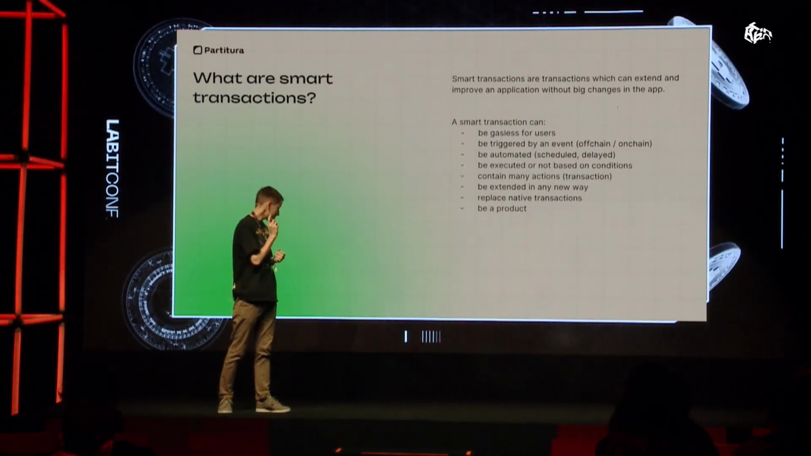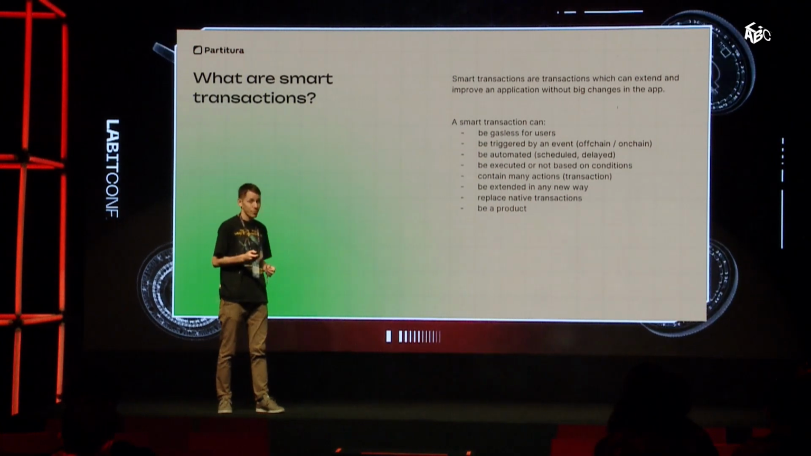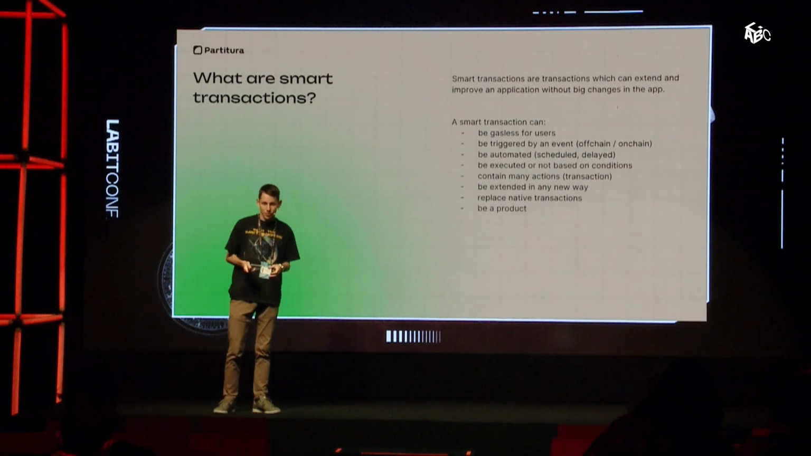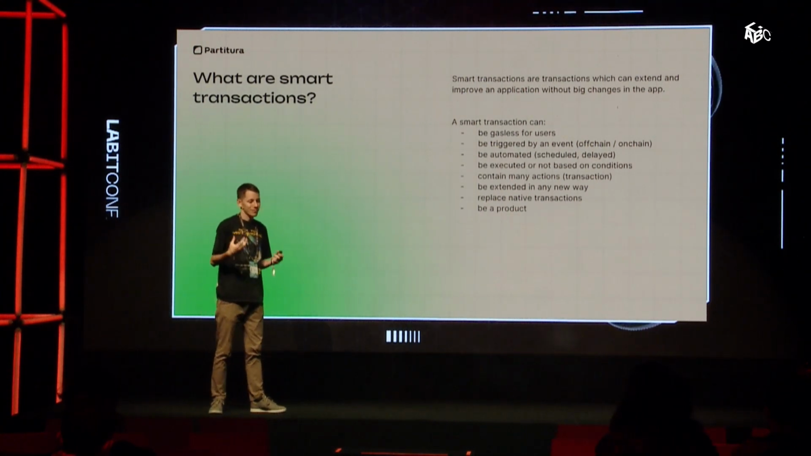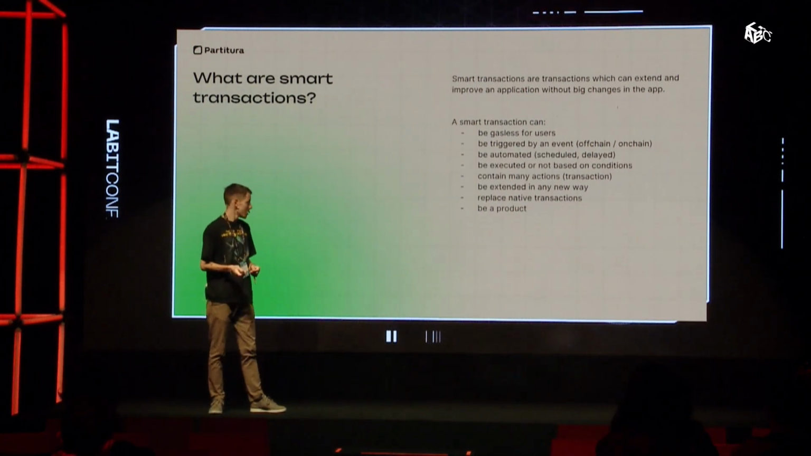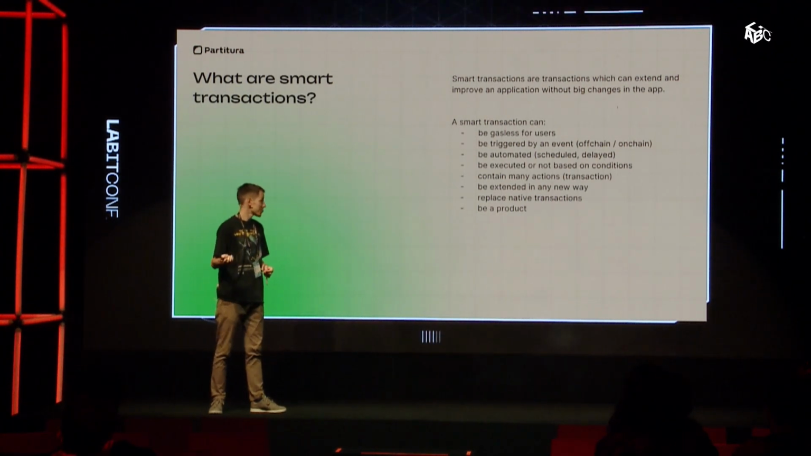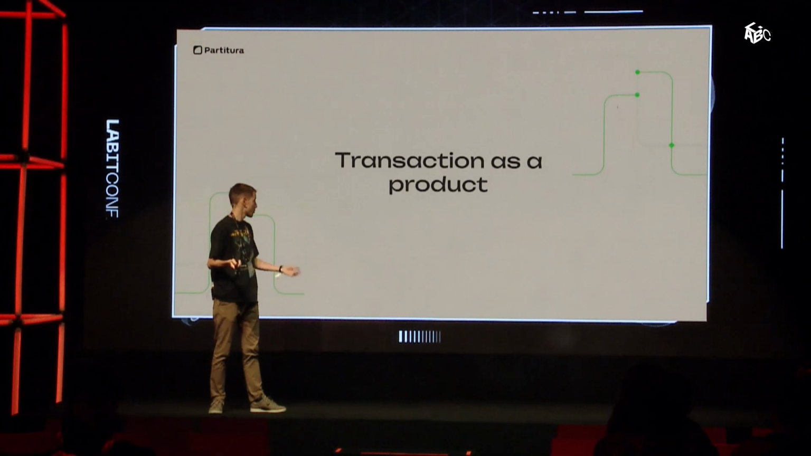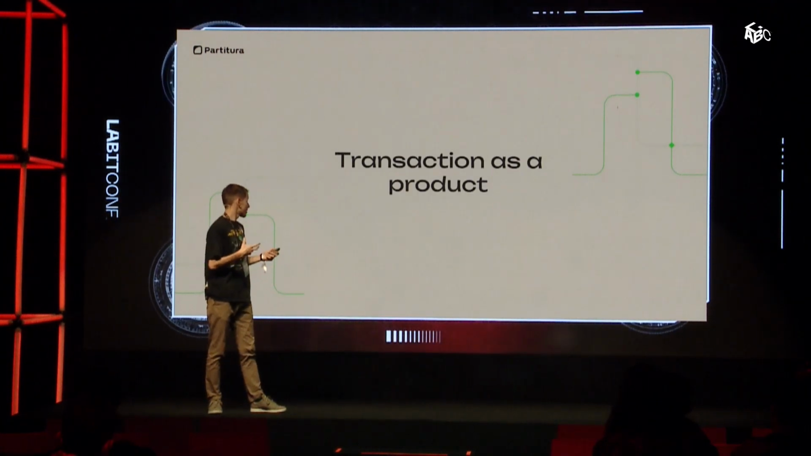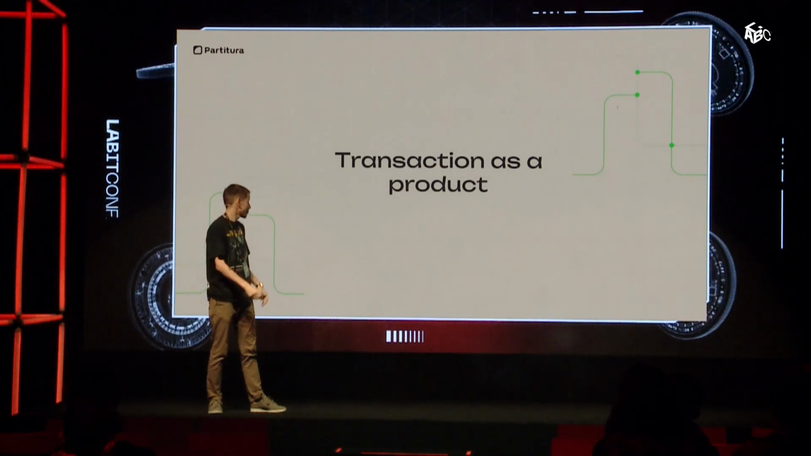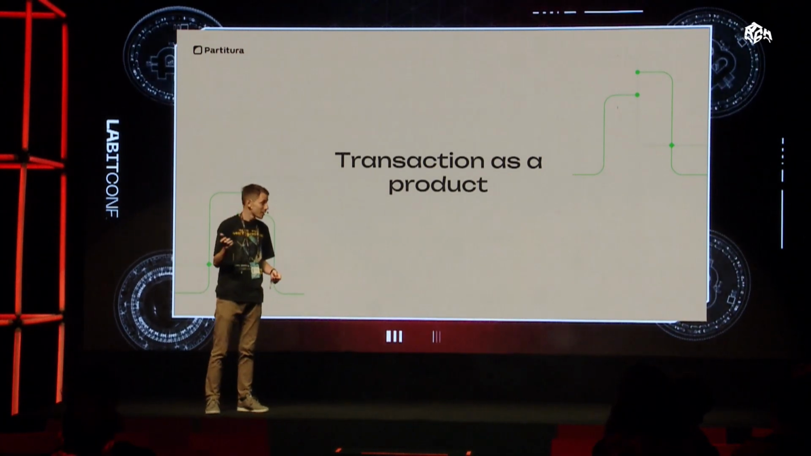And a smart transaction can be a product. Smart transactions can replace protocols, they can replace some decentralized applications, and that's my favorite part of smart transactions, and that's what we're working on in our projects. And let's take a look at why transactions can be a product and how transactions as a product look.